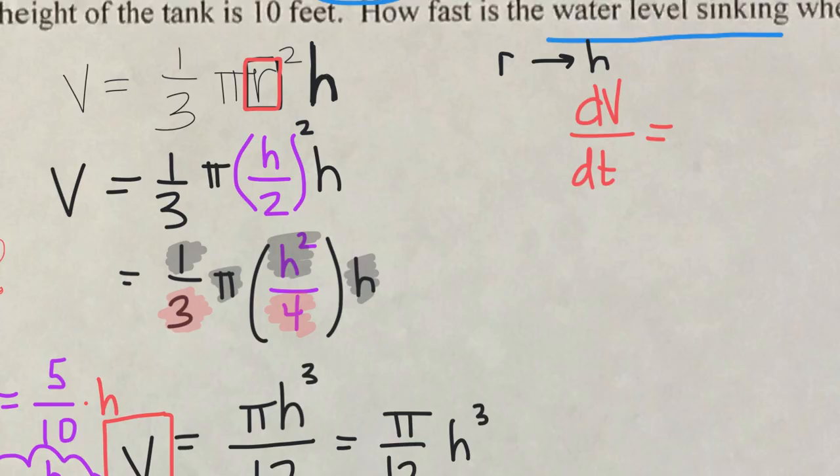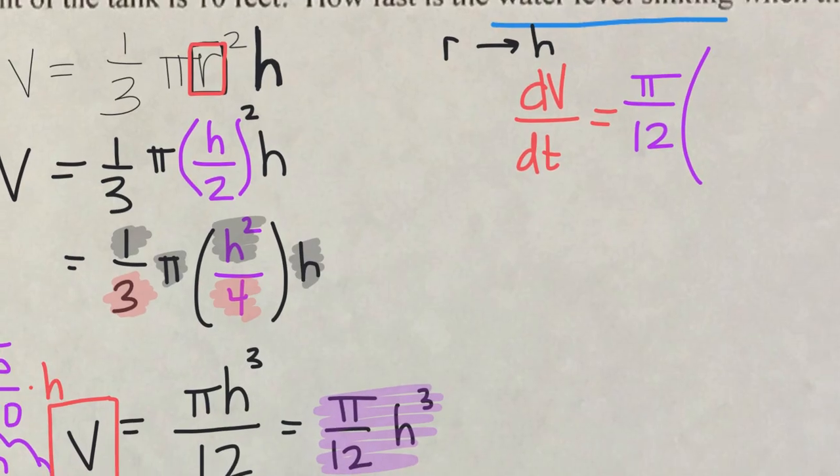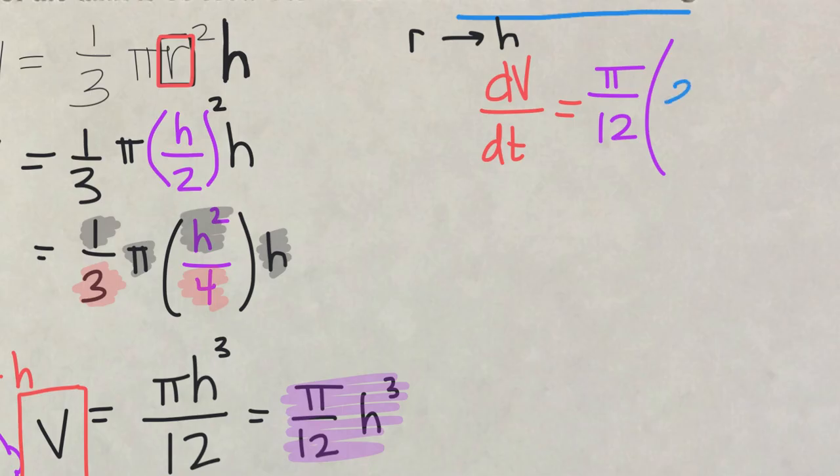Equals, right? So now I'm looking at this formula right here, pi over 12 times h cubed. So I'm going to leave my constant alone. Pi over 12 is my constant, so it stays there. And what's the derivative of h cubed? 3h squared. And I also have to take the derivative with respect to time, which would be my dh/dt. Every variable in our equation gets derived with respect to time. So we have our pi over 12, we have our 3h squared, and we have our dh/dt.